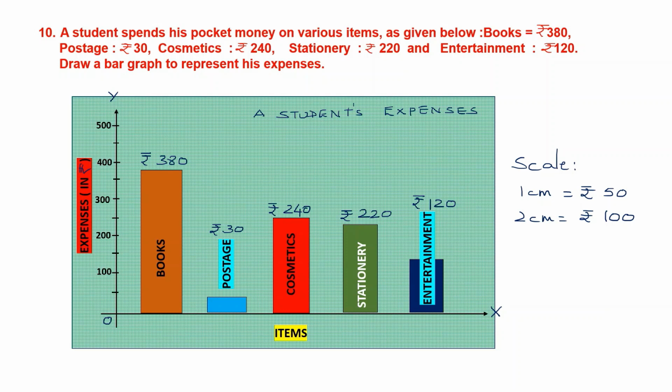So looking at this, you can easily make out he spent the most on books. That is the tallest bar. And then he spent the least on postage, which is the smallest bar. So with this, children, we come to the end of this exercise. Thank you, children.